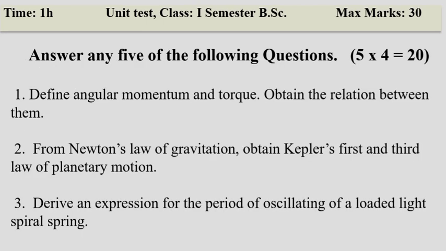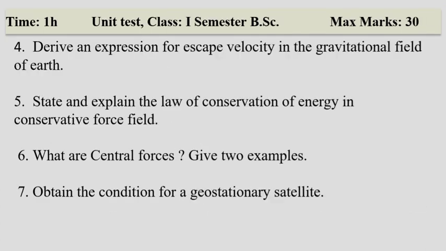And the next section is, answer any 5 of the following questions, each carrying 4 marks. The first question is a descriptive type question. Define angular momentum and torque. Obtain the relation between them. The next question is, from Newton's law of gravitation, obtain Kepler's first law and third law of planetary motion. Derive an expression for the period of oscillation of a loaded spiral spring.